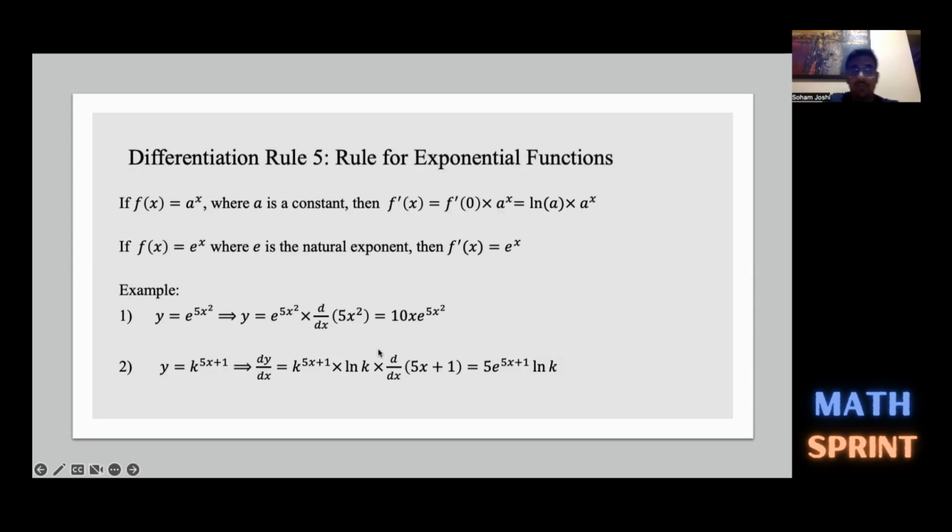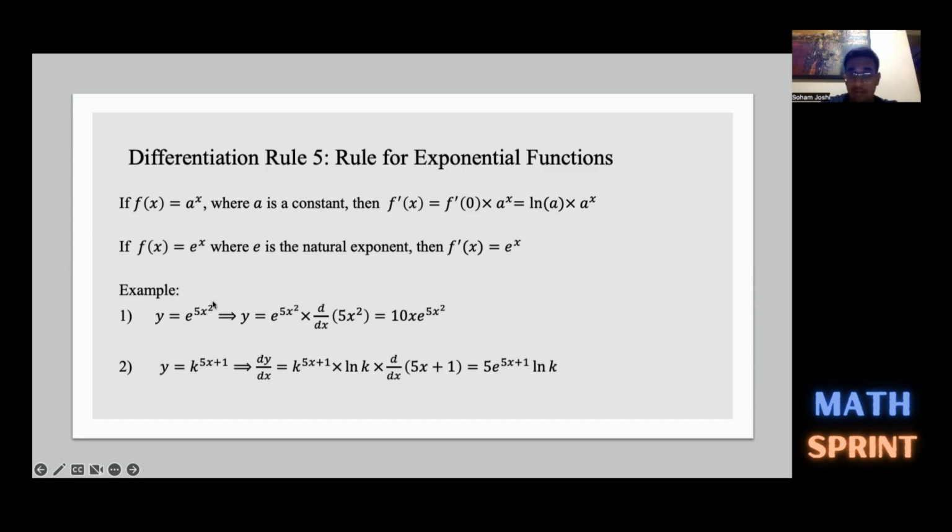So differentiation rule number 5. If f of x is equal to a to the power of x, where a is some real constant, then f dash of x is equal to f dash of 0 times a to the power of x. That is to say, it's equal to a to the power of x ln a. Now, if you say a is equal to e, that is the natural exponent e, and f of x is equal to e to the power of x, then we can say f dash of x is equal to e to the power of x using this very same rule.